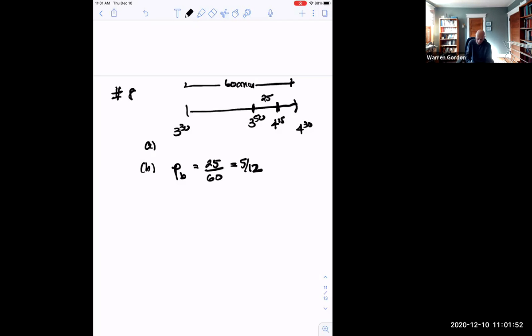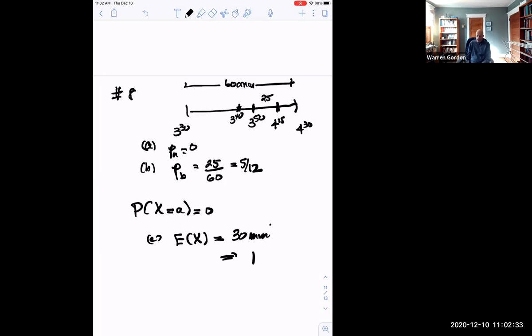Now let's go to A. What's the probability that the bus arrives exactly at 3:40? Well, here's 3:40. What's the width of that interval? It's a point. 0. Remember, for a continuous distribution, the probability that x equals a single value is 0. And the last part is, when is the bus expected to arrive? Well, we know that's at the midpoint of the interval. That's in 30 minutes, which means at 4 o'clock.